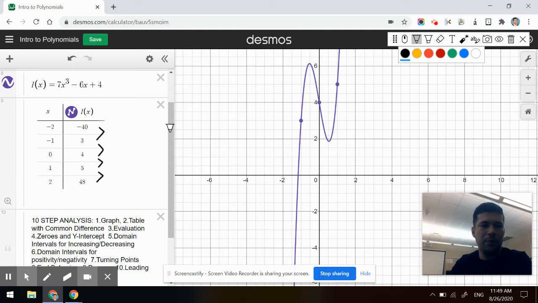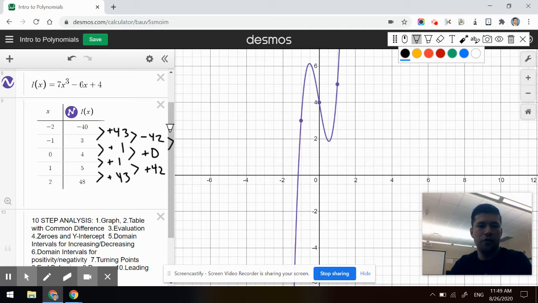If I go from -40 to 3, I essentially went up 43. If I go from 3 to 4, I went up 1. From 4 to 5, I went up 1 as well. And from 5 to 48, I went up 43. Now that's kind of interesting. Let's take a look at the difference between those terms. From 43 to 1, you had to go down 42. From 1 to 1, that's 0. And to go from 1 to 43, you go up 42. So we see some symmetry right there.